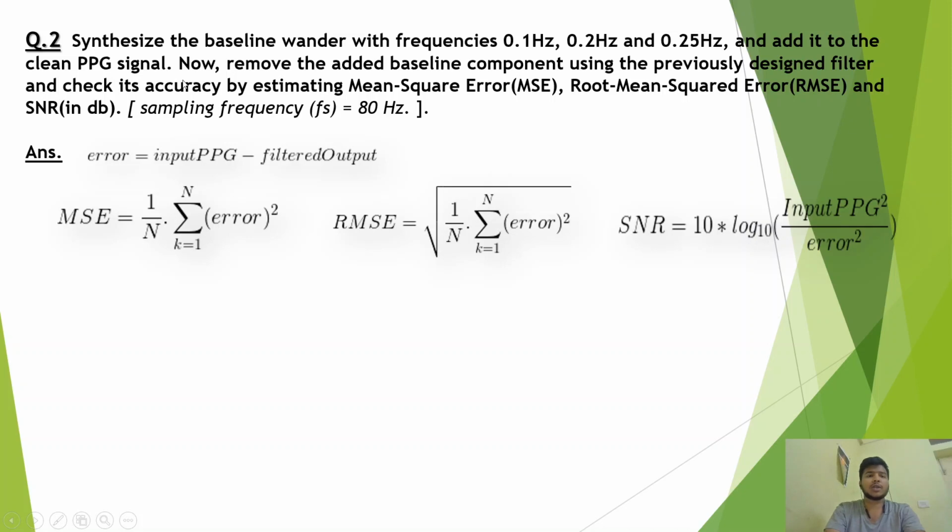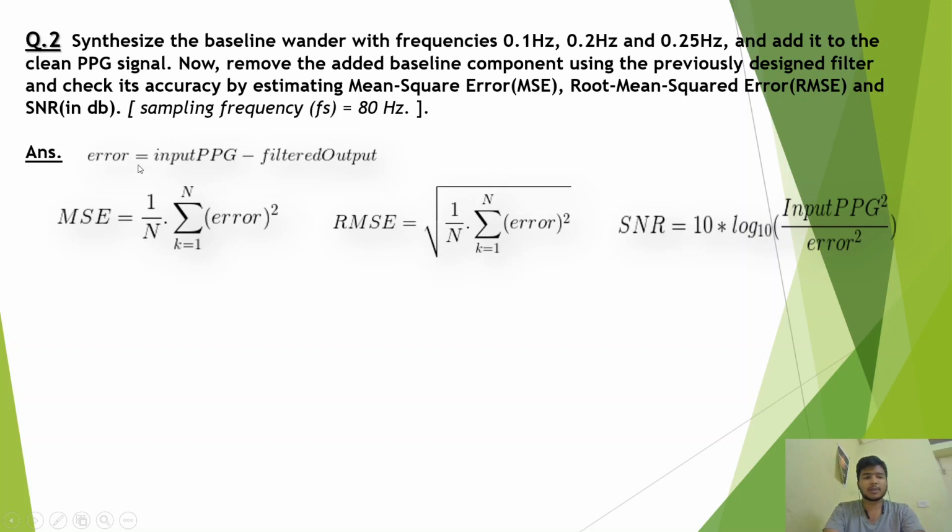Now in the second question, we need to synthesize the baseline components of 0.1 Hz, 0.2 Hz and 0.5 Hz, and we need to add it to the clean PPG signal. Now again by filtering we need to remove those baseline components, and we need to find the error between the output we got through the filter and the original clean PPG signal, and we need to measure the errors using mean square error, root mean square error and SNR.